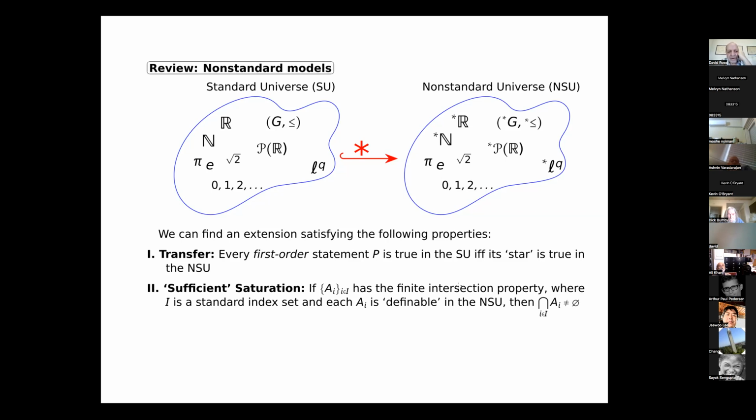So there are various forms of saturation that you could write down. This is a relatively weak form of saturation, but it's enough. And it's easy to construct non-standard models. Easy, I put in quotes. Easy for logicians to construct non-standard models or non-standard universes that have these properties and some other useful properties. Okay.